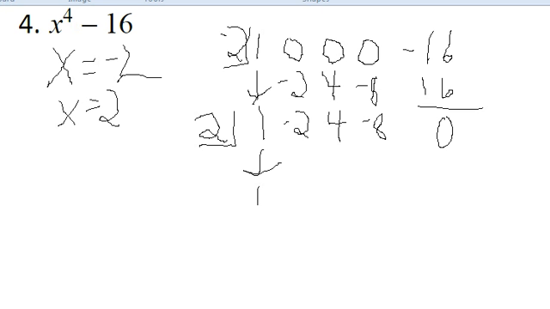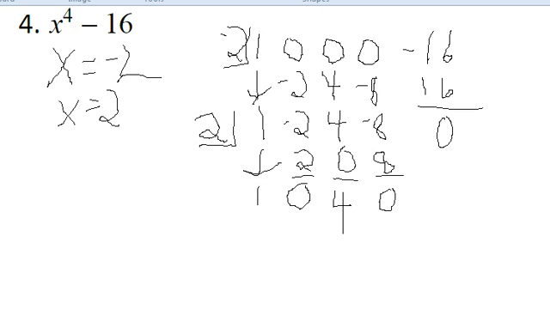I drop this down, I get a 1. 1 times 2 is 2. Negative 2 plus 2 is 0. 2 times 0 is 0. 4 plus 0 is 4. 4 times 2 is 8. Negative 8 and 8 is 0. So again, I get that 0 remainder that I want.